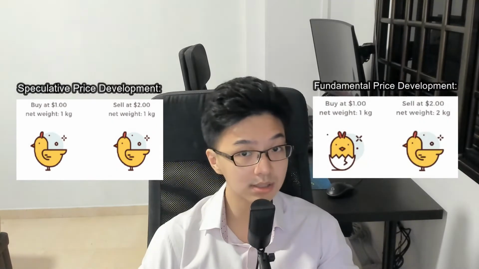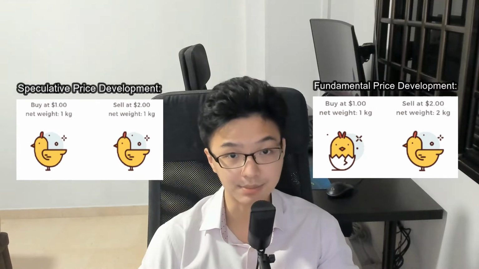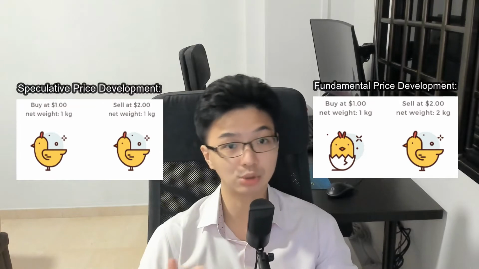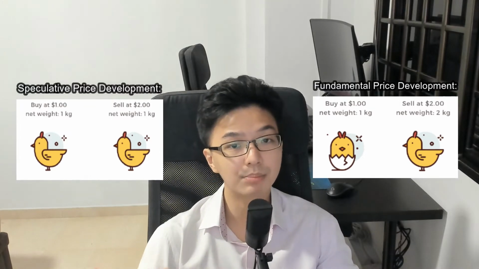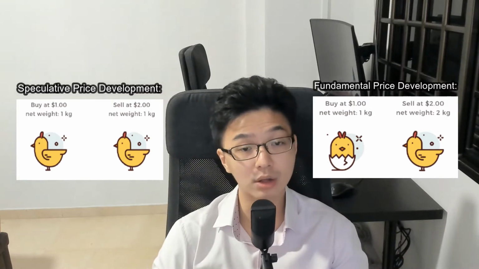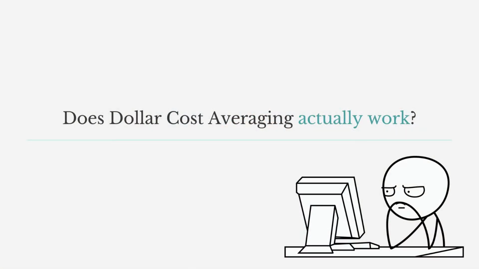right? On the other hand, fundamental price development occurs when there's a change in the value of the investments. In the case of the chicken analogy, the chicken may have grown from 1 kg to 2 kg, of which the increase in price from $1 to $2 is justified by the underlying change in the weight of the very chicken. As an investor, if you're only interested in capturing the fundamental growth and return of the underlying investments, and you do not want to be bothered with the effects of speculation, dollar cost averaging is the right strategy for you. Now, does dollar cost averaging actually work?